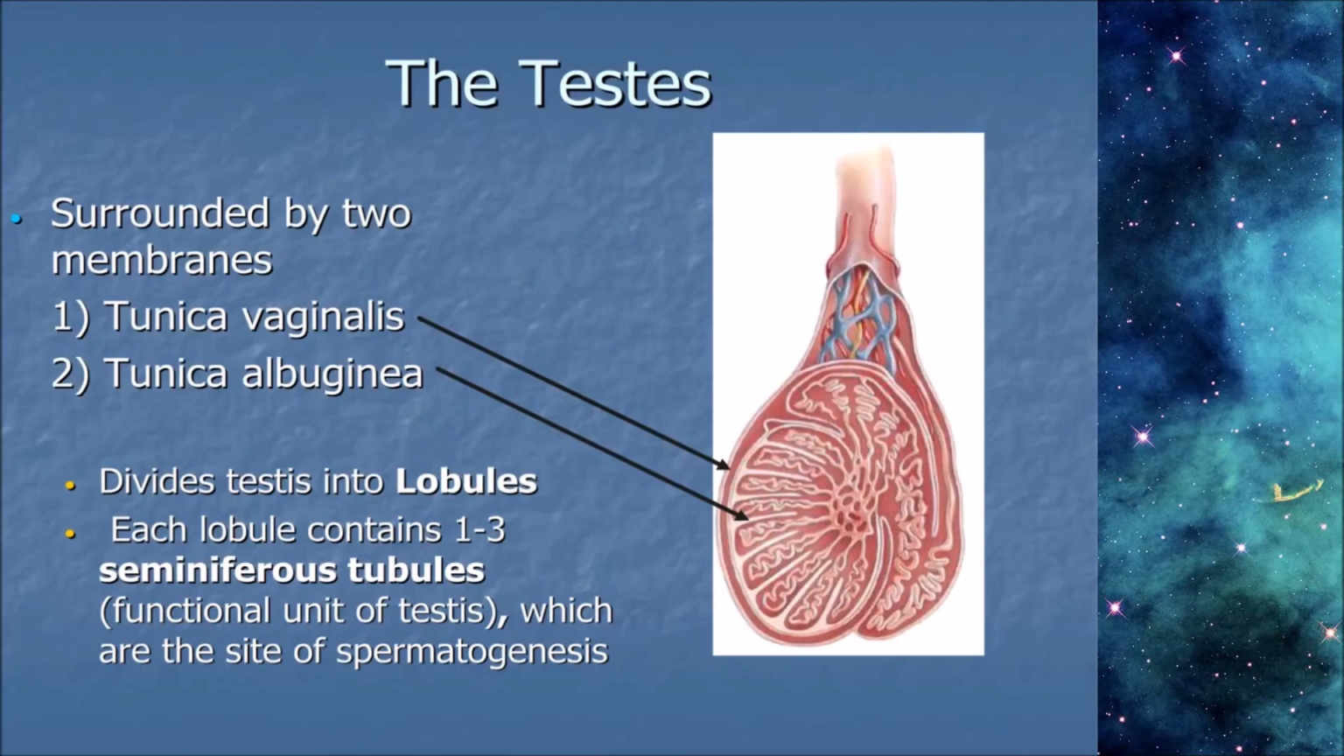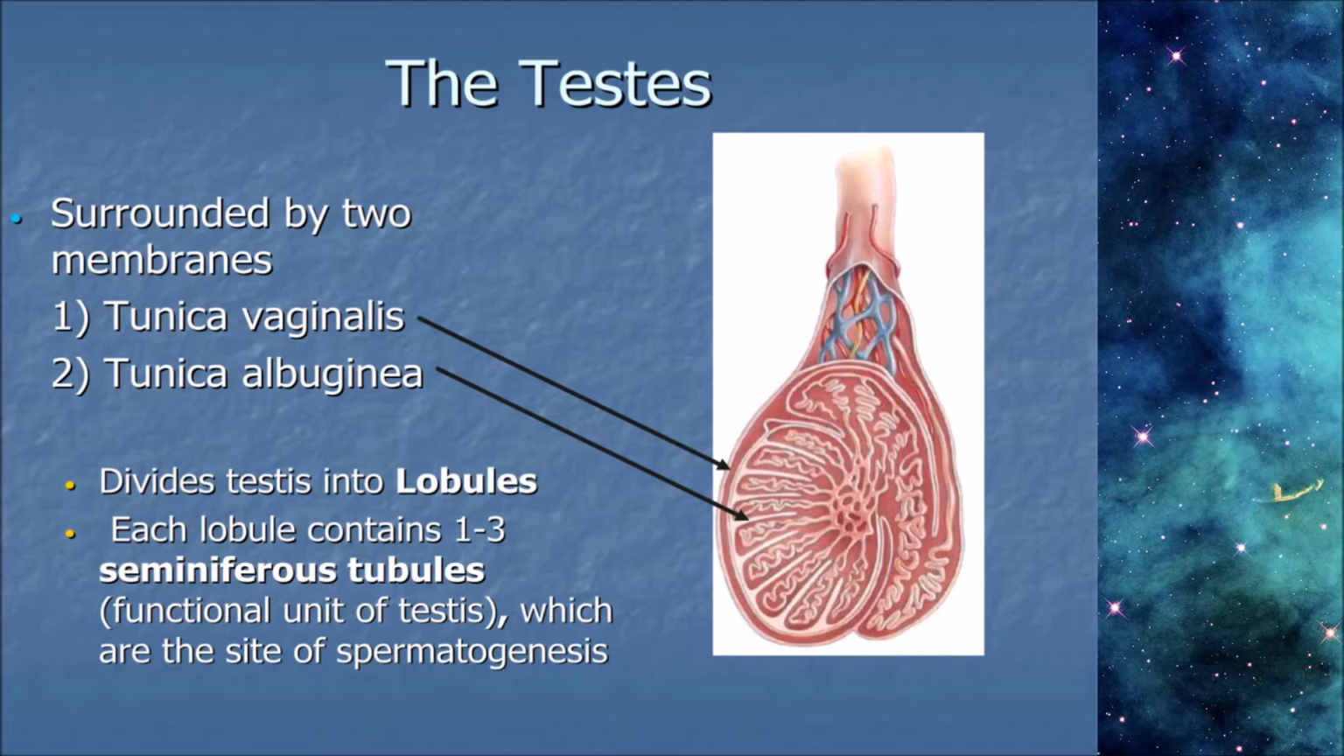Now, the testes are surrounded by 2 tunics or layers. The first of these is the tunica vaginalis, and this is the most superficial tunic of the testis. Below this is the tunica albuginea, which is made up of fibrous connective tissue, and it basically invades the inside of the testis to divide it into lobules. There's approximately 25 lobules in each testis, and each one of these lobules contains 1 to 3 seminiferous tubules.